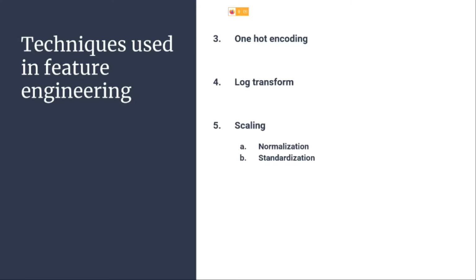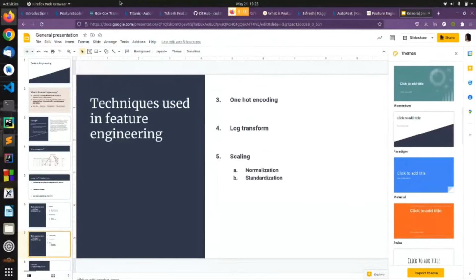Then log transform is basically used to reduce the skewness of the data. If the data is more asymmetric, then we can use log transform to make the data more symmetric. And if log transform is not enough, we can even use some more advanced techniques like power transform or Box-Cox transformation.